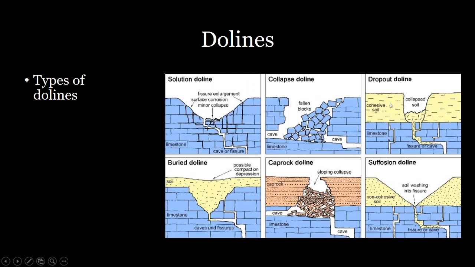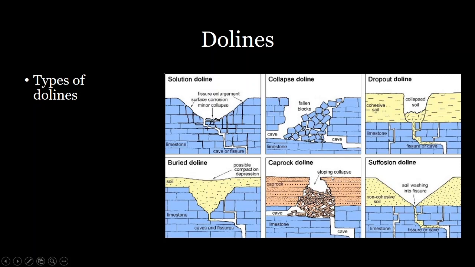Next type is a dropout doline. That's similar to what was discussed in the video, when you have a cave or fissure within the limestone layer that suddenly opens up underneath a cohesive soil layer, and so this whole soil layer collapses and fills in that cave space. Next we have buried dolines, and that's when you have a doline that then gets covered in soil and completely filled, and over time you can have collapse as well as you have more of that material entering the cave.